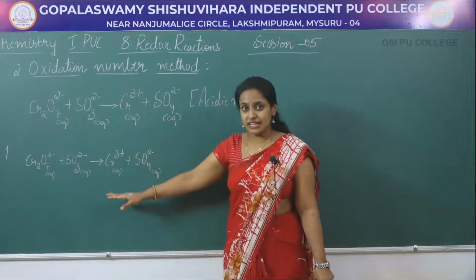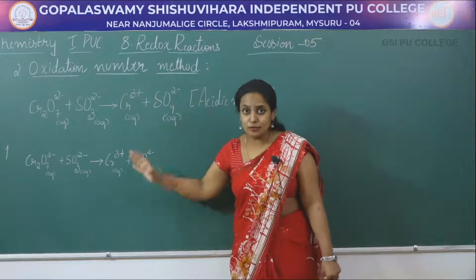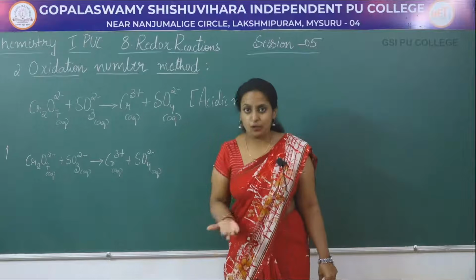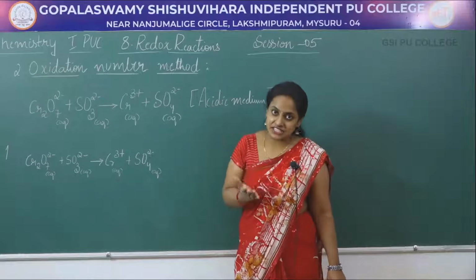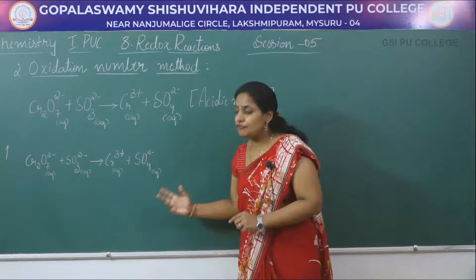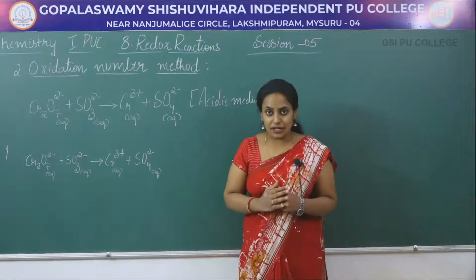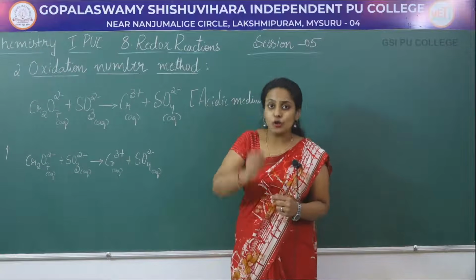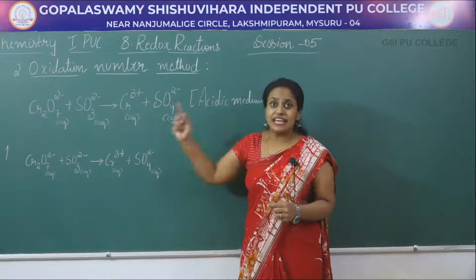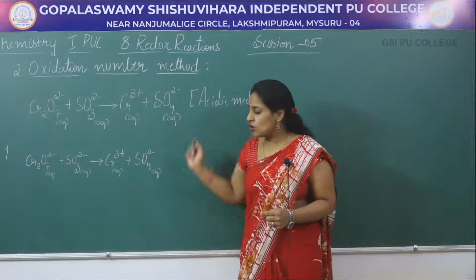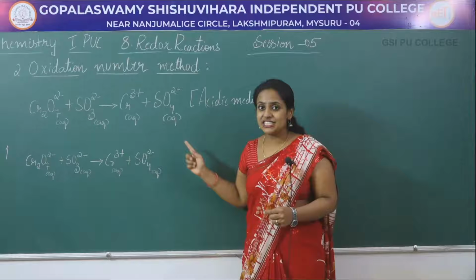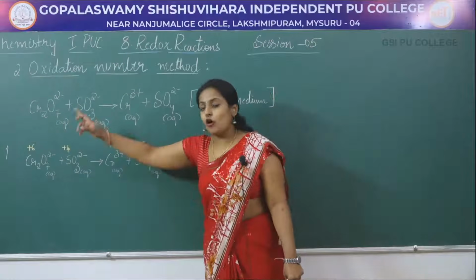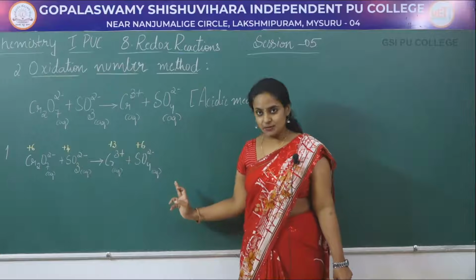The next step in order to balance this redox reaction is finding out which species is undergoing oxidation and which species is undergoing reduction. In order to find this out, first we should know the oxidation state of each and every species. So, let us find out the oxidation state of each species.